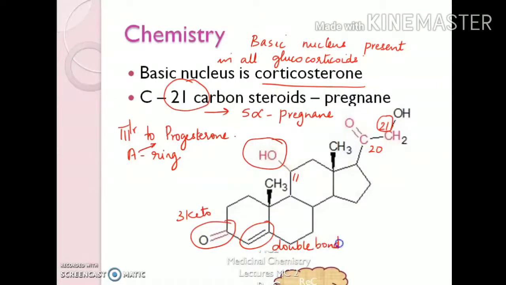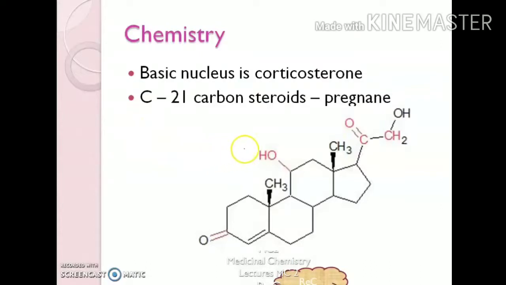So corticosteroids contain 2 keto groups, one at the 3rd position and the other at the 20th position, and then there is a terminal primary alcohol at the 21st position. The 21st carbon atom carries a primary alcohol group. So we have seen that both hydrocortisone and cortisone contain corticosterone as a basic structural nucleus.